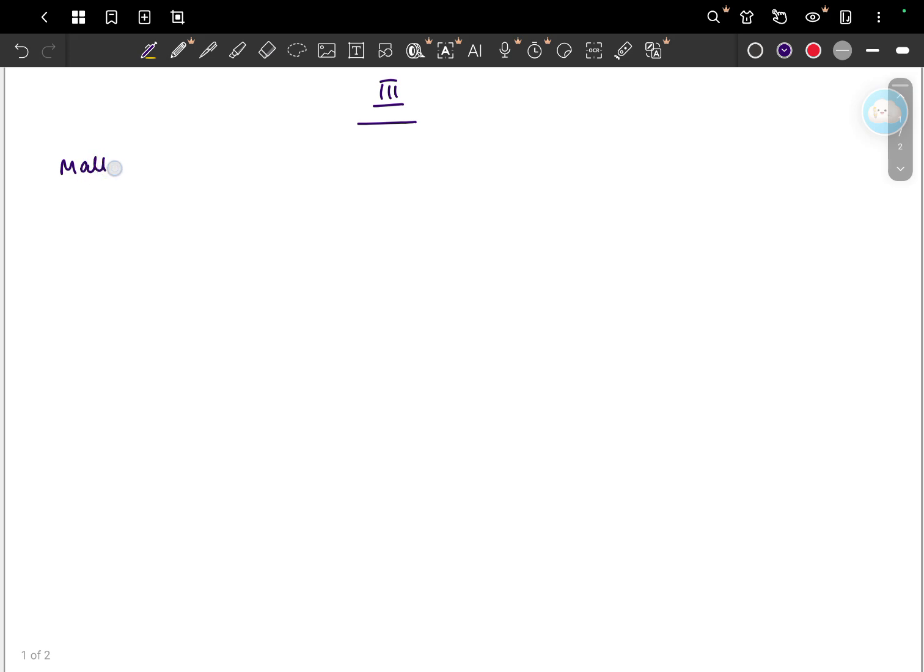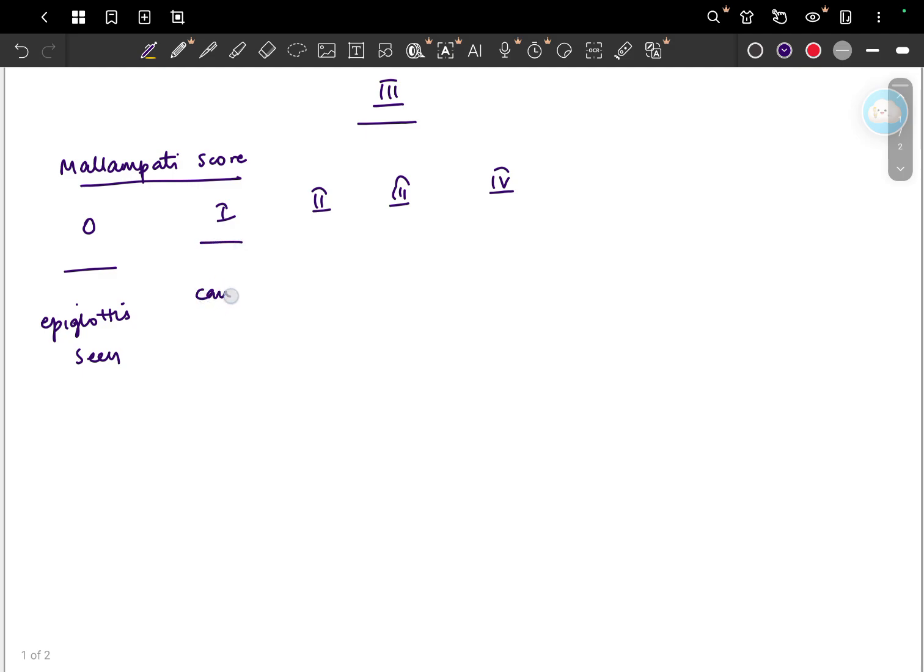So starting with the Mallampati score, we have 0, 1, 2, 3 and 4. In 0, the entire epiglottis is seen, and in 1, the complete uvula is seen. Then the tip of the uvula, the base of the uvula and the soft palate will not be seen. So these are the 5 grades of the Mallampati score.